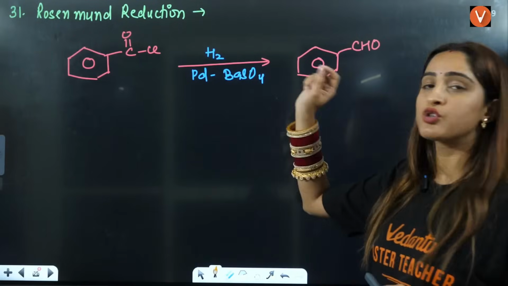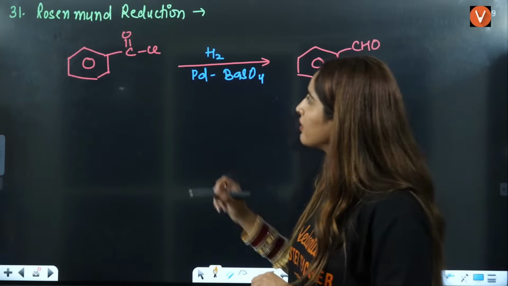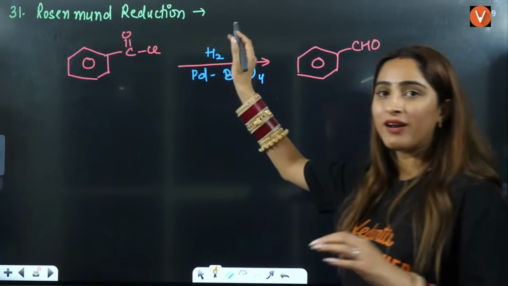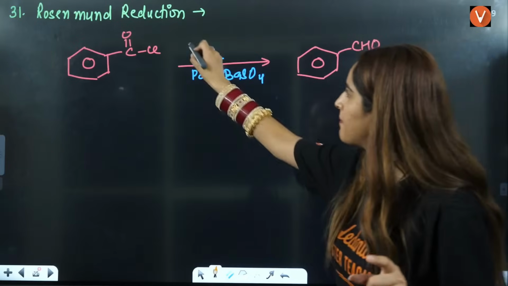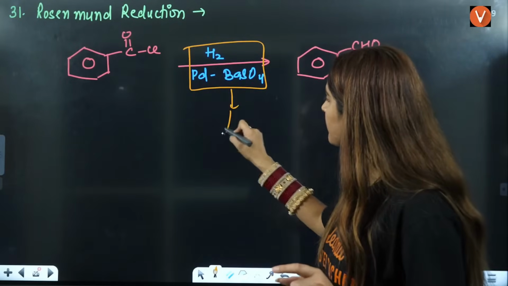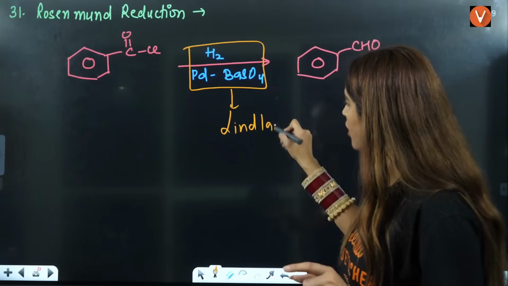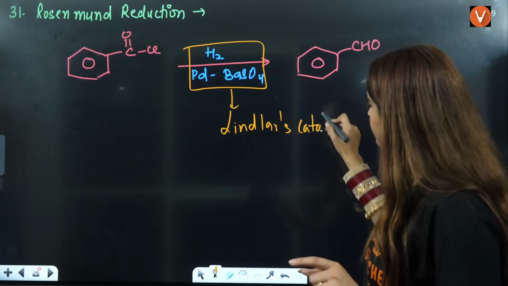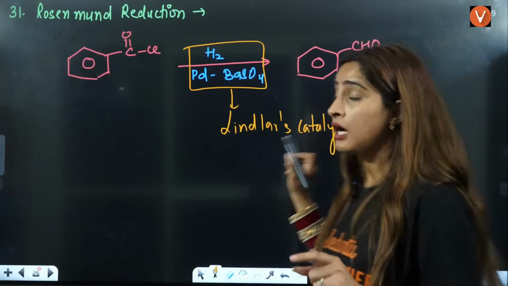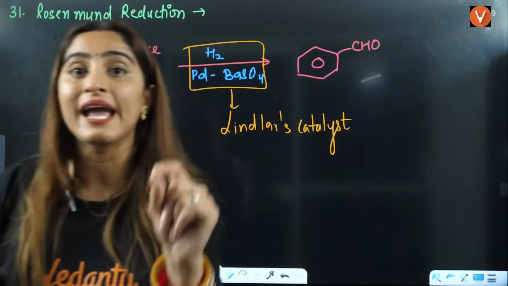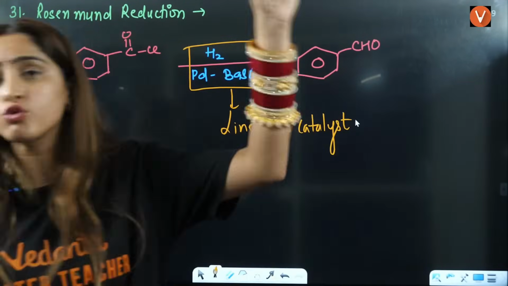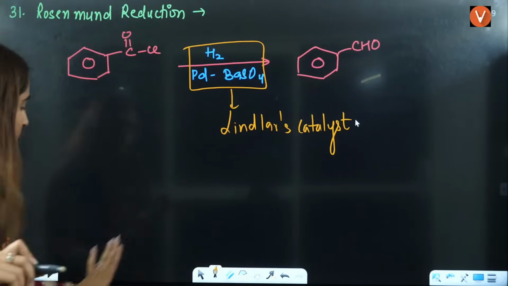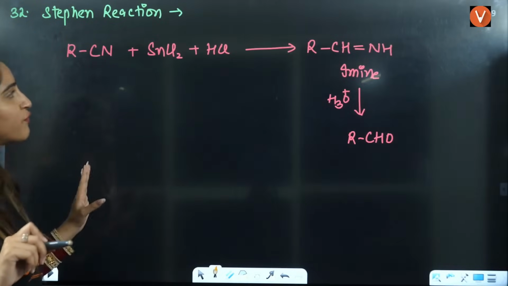Okay. Next is Rosenmund reduction. For Rosenmund reduction, you have COCl, and on adding Lindlar's catalyst, that is directly converted to CHO. Do you remember this now? This is nothing but Lindlar's catalyst. We did it in conversion of alkynes to cis alkenes. If you remember, we did this.